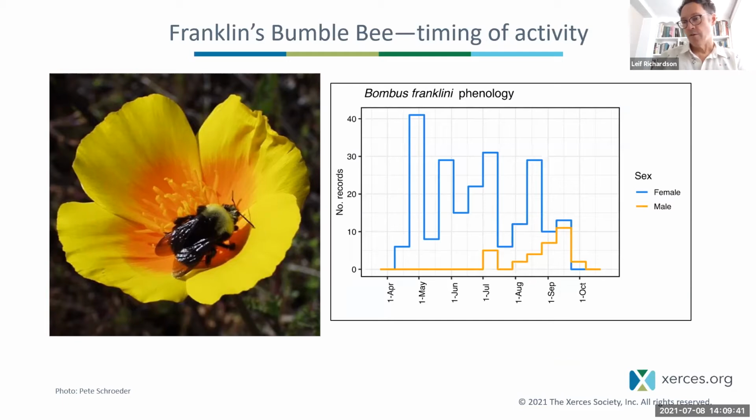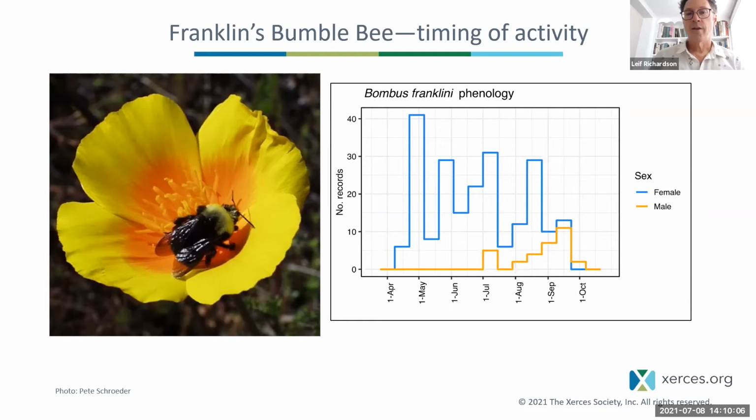This gives you a sense of the timing of activity for the bee. Clearly, if we are going to find it, we need to be in the right habitats at the right time. This is all of those records of observations plotted according to the day of the year and constrained to just when we have data for that. So starting in early to mid-April, we see the first queens come out.